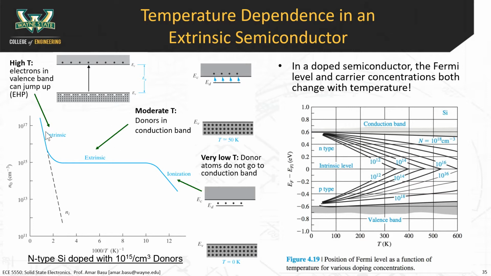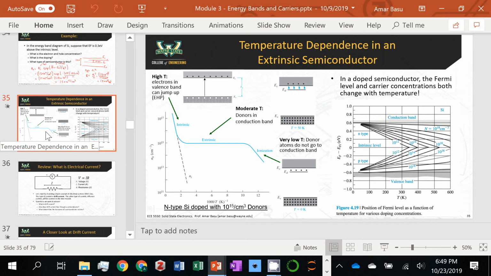If you increase the resistance, the time constant is proportional to 2 pi RC. Higher resistance means slower, longer time constants. Okay, and so that slows down the time response of your circuit.